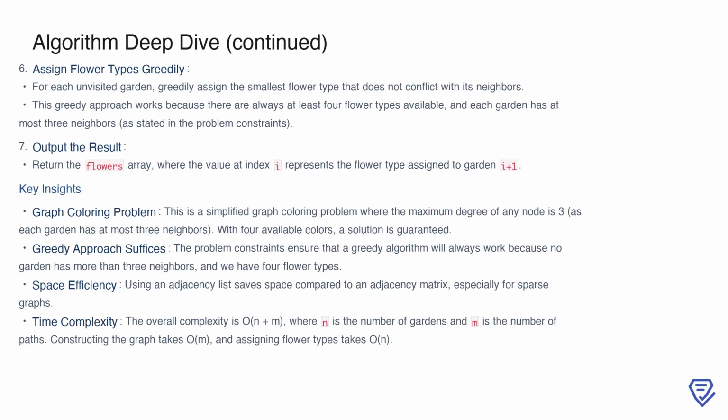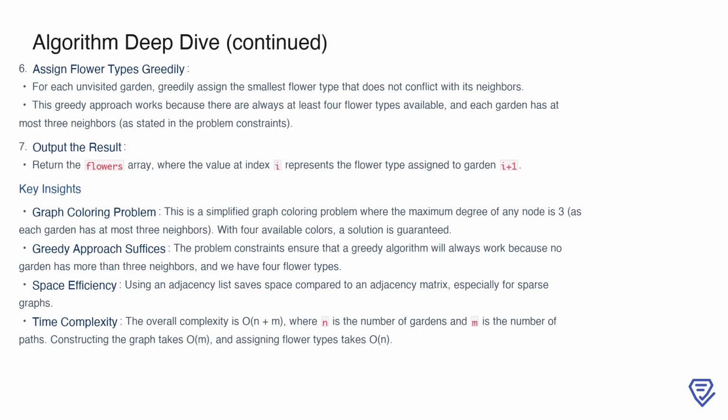To assign flower types, we use a greedy approach. For every garden, we choose the smallest flower type that does not conflict with its neighbors. This works because the problem guarantees that no garden has more than 3 neighbors, and with 4 flower types to choose from, there will always be at least one valid option. Once all gardens have been visited and assigned a flower type, we return the flowers array, where each index corresponds to a garden, and the value at that index represents the assigned flower type.